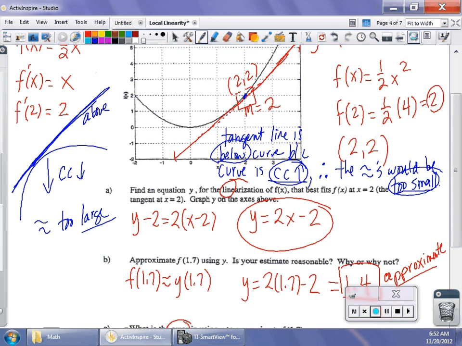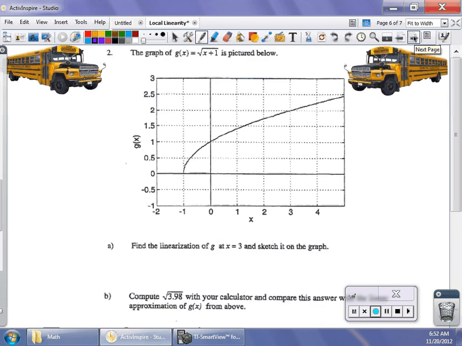All right, one more example. We have another square root function, and we want to find the linearization. Again, don't be afraid of the word linearization. The root word is line. It means find the equation of a line at x equal to 3, and sketch.